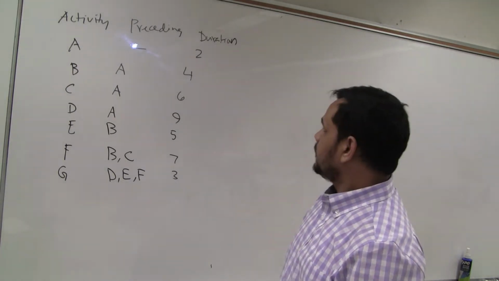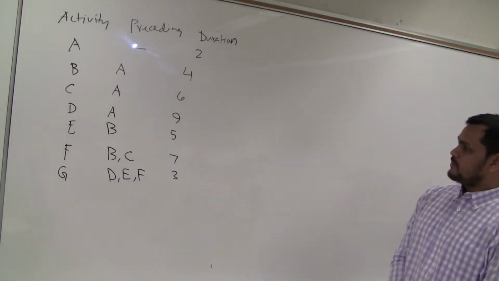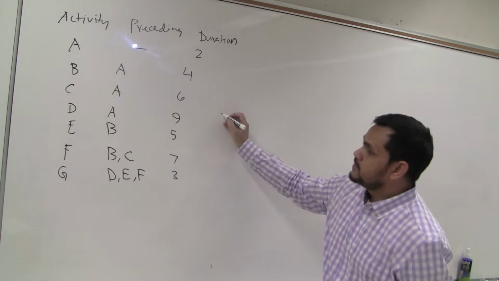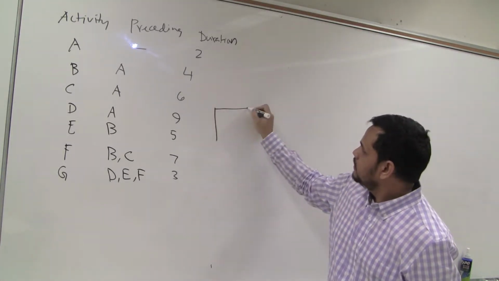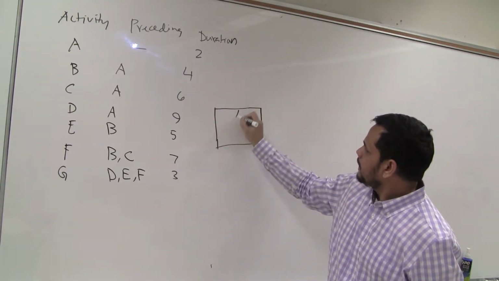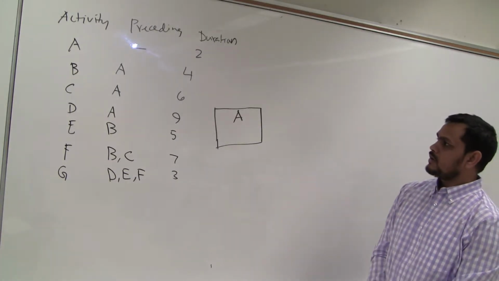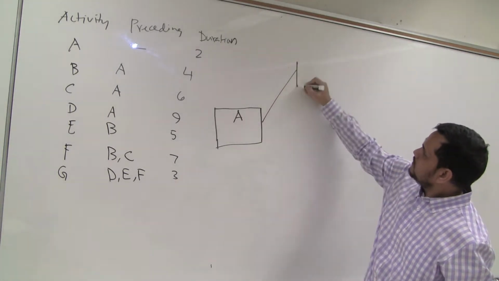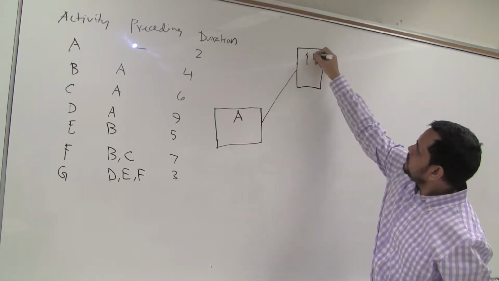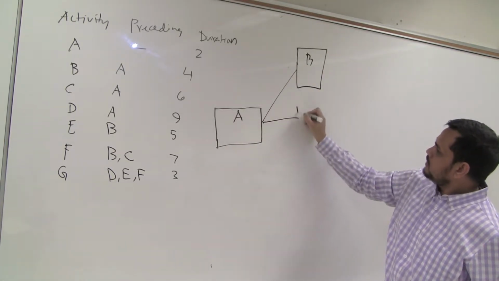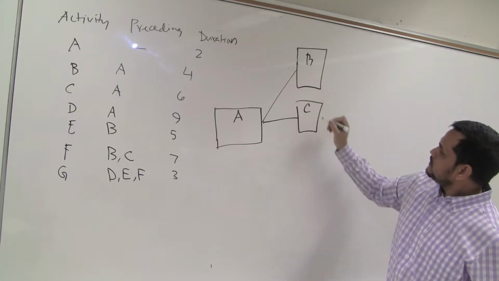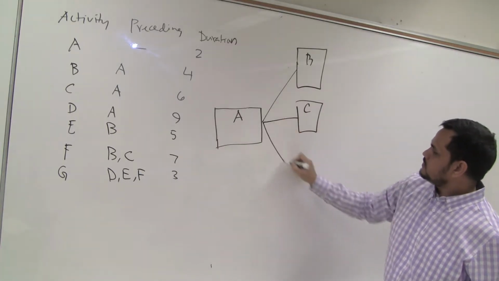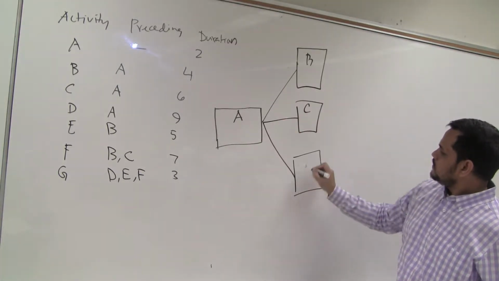Start the diagram. A is following nobody. Okay, that means A is the beginner. B is following A. Good. Keep some space. B. C is also following A. C. D is following also A. D.